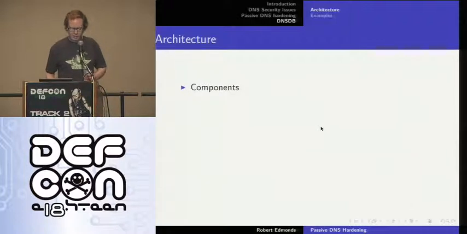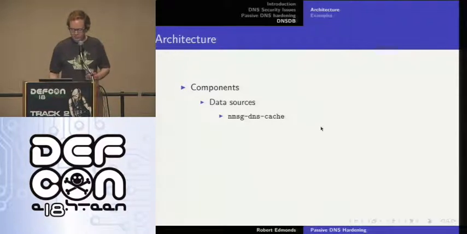DNSDB consists of several loosely coupled components. We have a number of data sources from which we receive new DNS data. And that's first most important source, of course, is the passive DNS. The first and most important source of DNS data comes from a program called InMessage DNS Cache, which processes the raw passive DNS data as it comes in from our sensors.